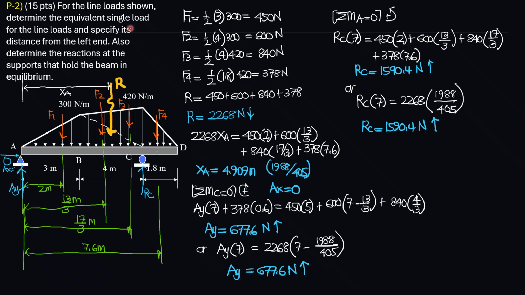So for problem 2, for the line load shown, determine the equivalent single load for the line loads and specify its distance from the left end. Also determine the reactions at the supports that hold the beam in equilibrium. So I divide this portion, trapezoidal loading, into two triangles.